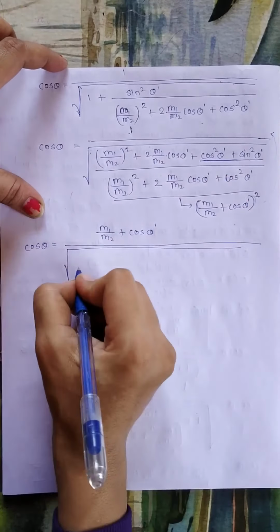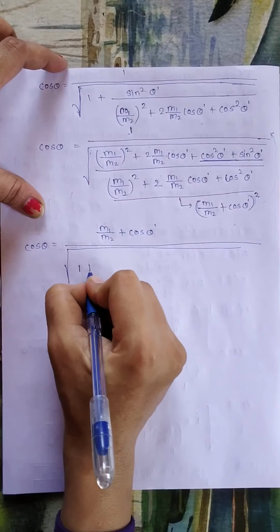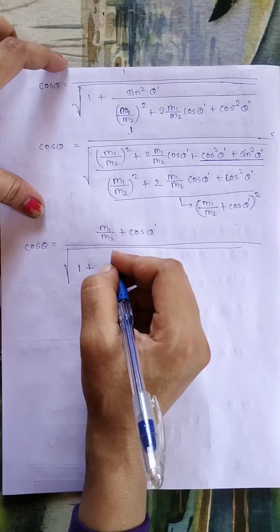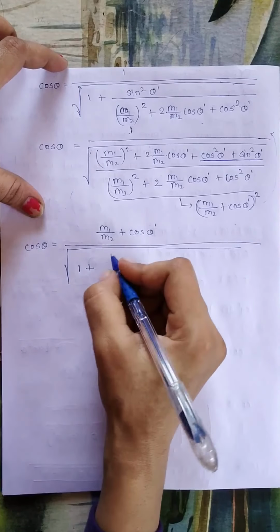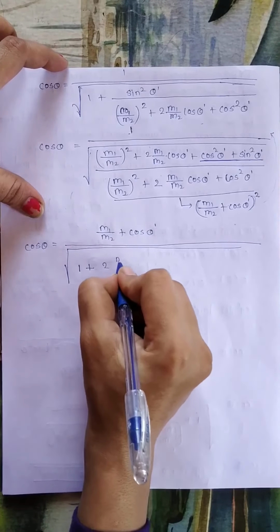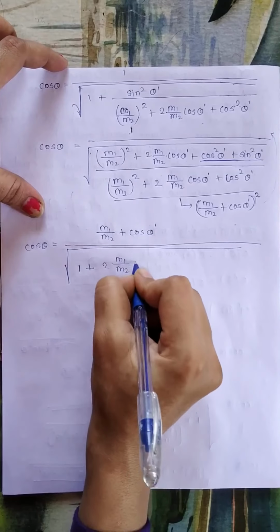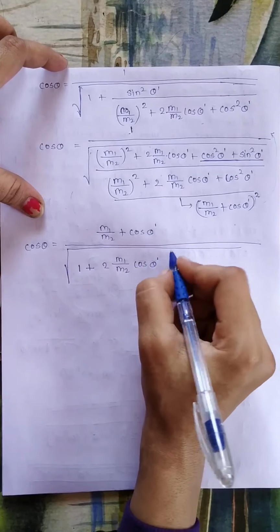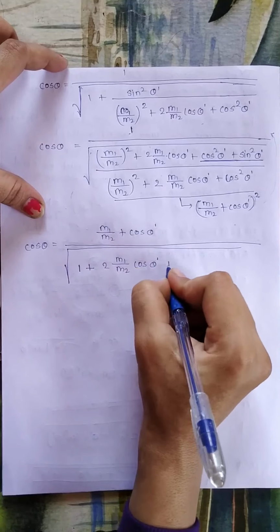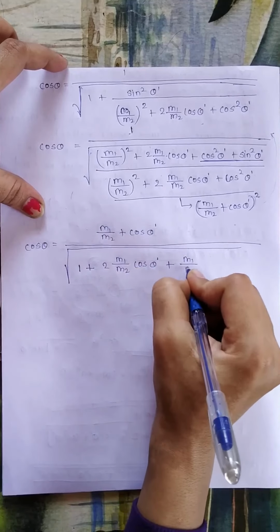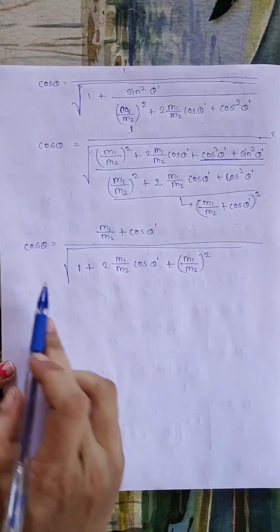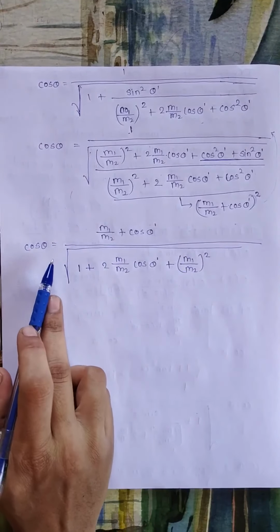I will write that 1 first, then I will write the remaining terms, which are 2 m1 upon m2 cos theta dash plus m1 upon m2 and its square. So this is our cos theta.